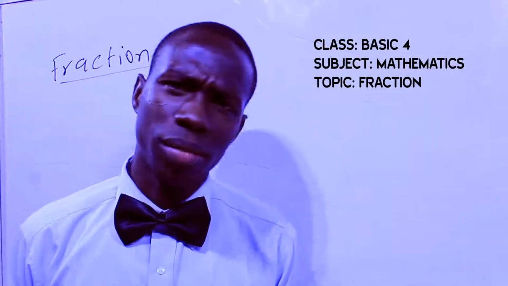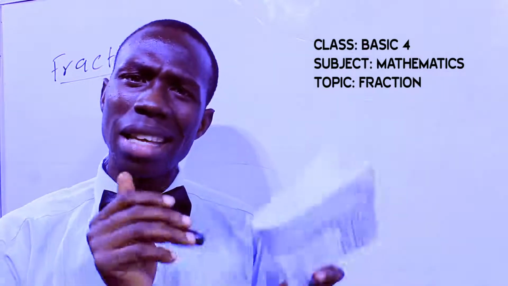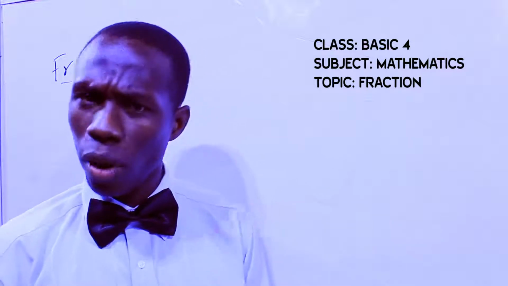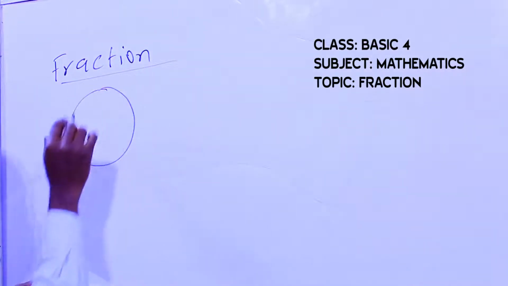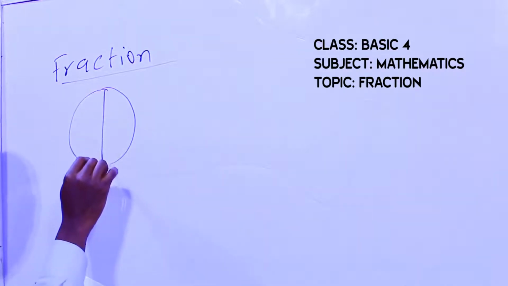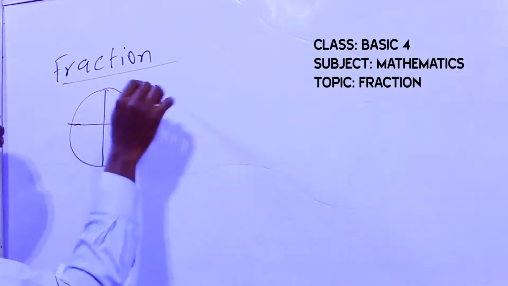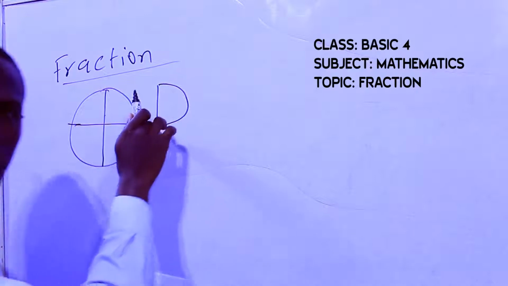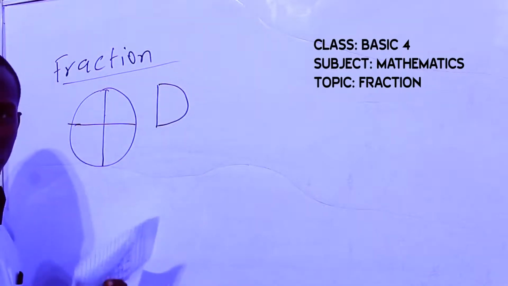What is fraction? Fraction is a number that is a part of a whole number. That is a whole number, like a whole circle that has been divided. This is a fraction. If you get one of these, like this, it's a fraction. That is part of a whole number. That is what fraction is.